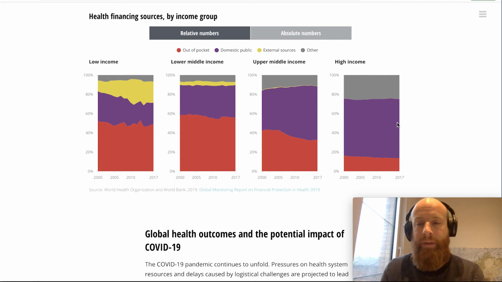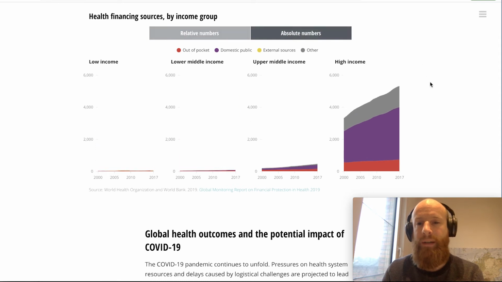So I think this is a very interesting comparison, but as you can see here, we have these two buttons at the top. At the moment, we are looking at relative numbers. We can also change it to absolute numbers. So we go from percentages to dollars or euros. And if we do that, the chart looks like this. You can see that in low-income countries, healthcare expenditure is very low. And in the text, it is mentioned that in low-income countries, spending on healthcare is 60 times less than in high-income countries.